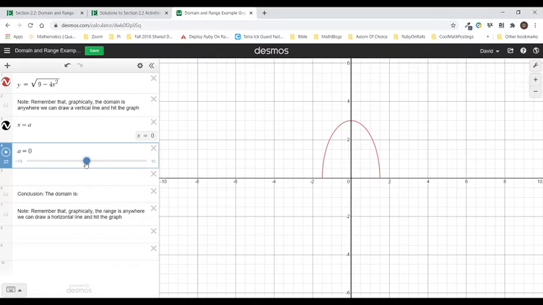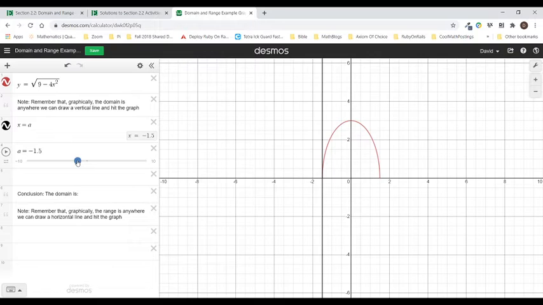And when I do this, you can see that as I move the slider back and forth, I've got my line. And what I want to do is ask myself, how far left can I go and hit the graph? Well, the far leftest I can go is x is -1.5. So I'm going to go down to my little conclusion here and say that -1.5 is less than or equal to x.